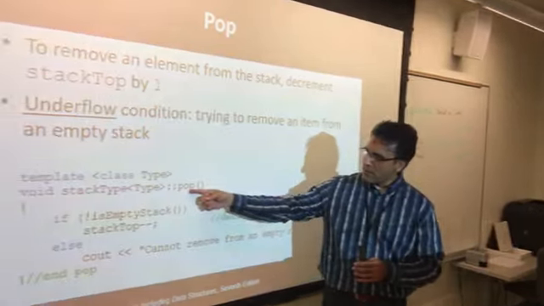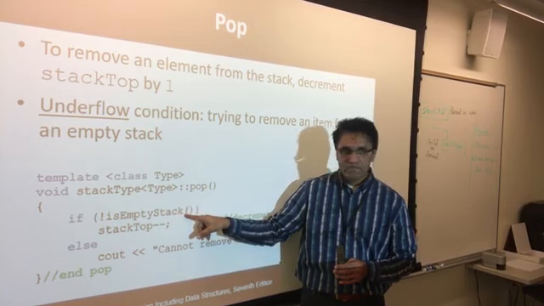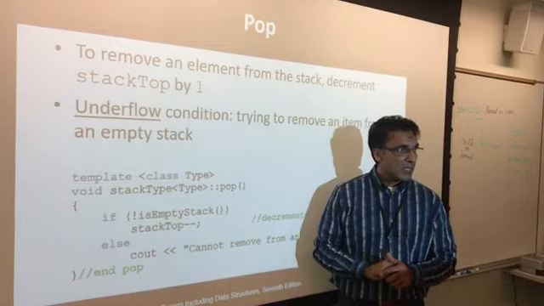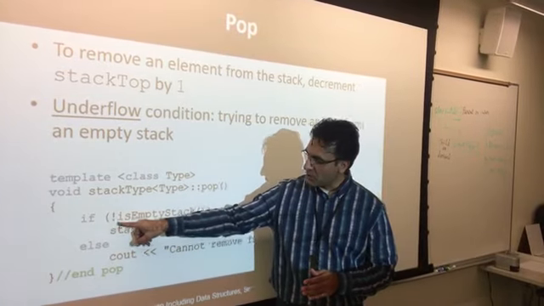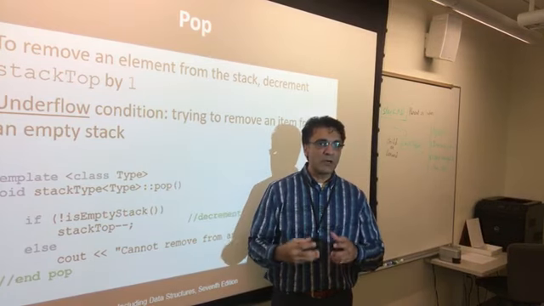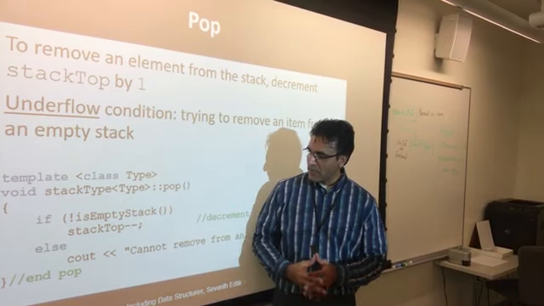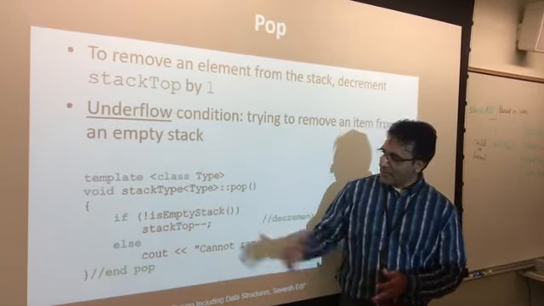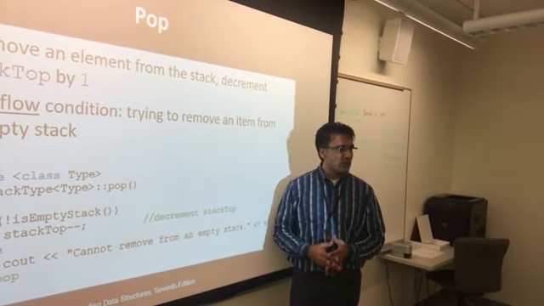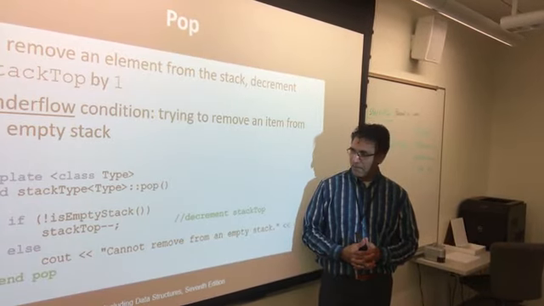And here is my pop method. I'm checking if not is empty stack. If the stack is not empty, that's the condition I'm checking, just to avoid any underflow. Just to avoid that I'm not trying to remove something from the empty stack. If that's the case, stack top minus minus. If that's not the case, then simply say cannot remove from an empty stack. Just a message for the user, so the user or the developer knows that there's no data in the stack.